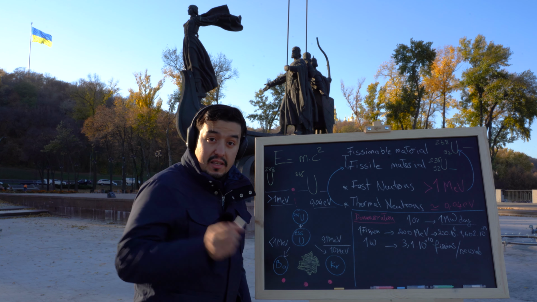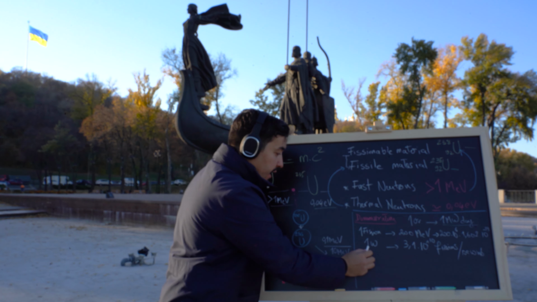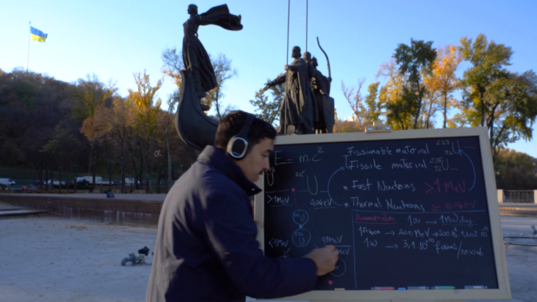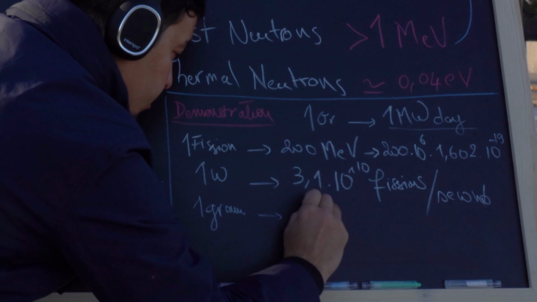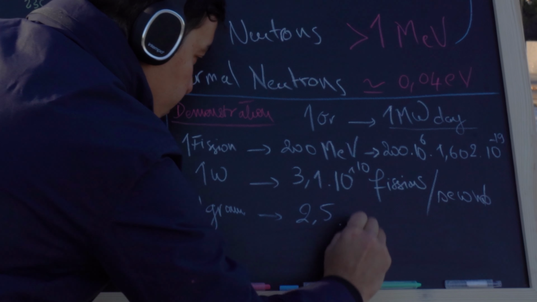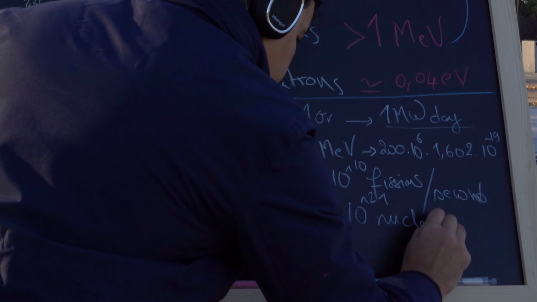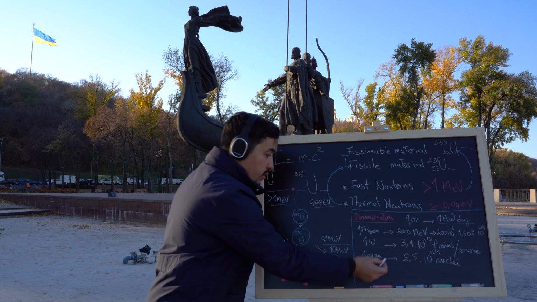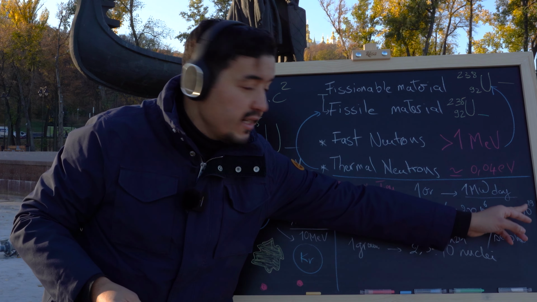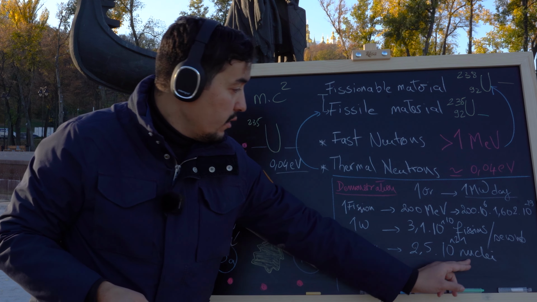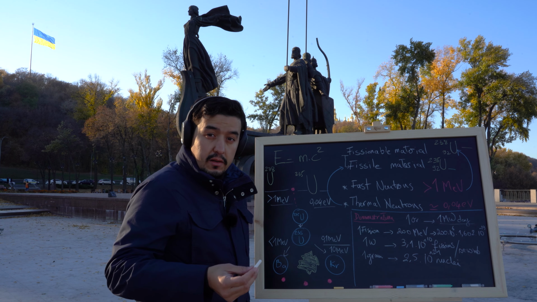Until now, it seems very small, but here is the thing. In 1 gram of any fissionable material, how many nuclei do you have? You have 2.5 × 10^21 nuclei. So if you take 1 gram, you will find in it 2.5 × 10^21. You see, here we had minus 19, well here we have 21 nuclei. So if you multiply all of this together, it will give you 1 megawatt a day.